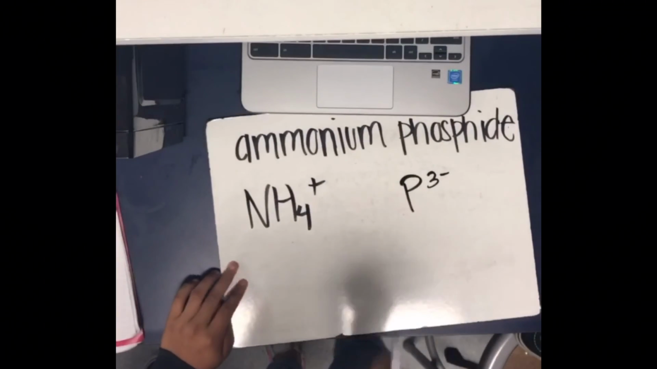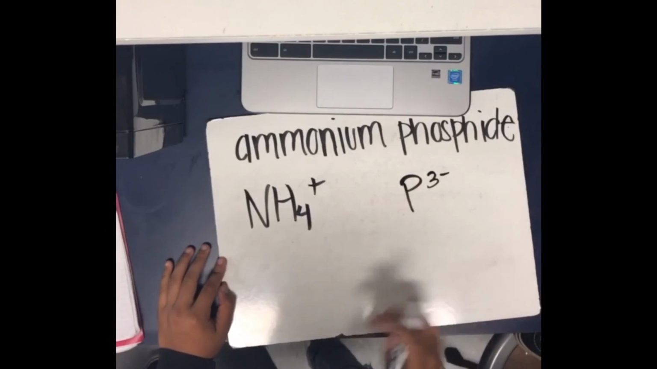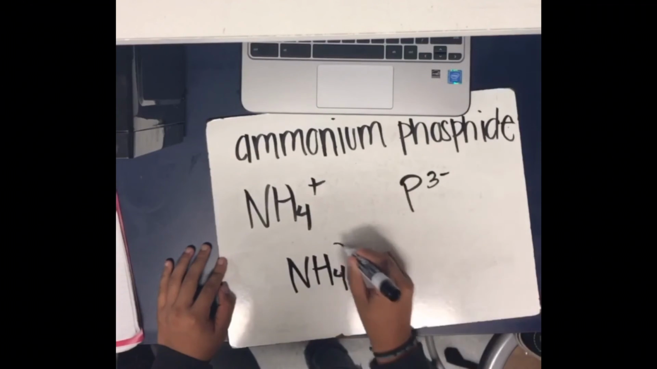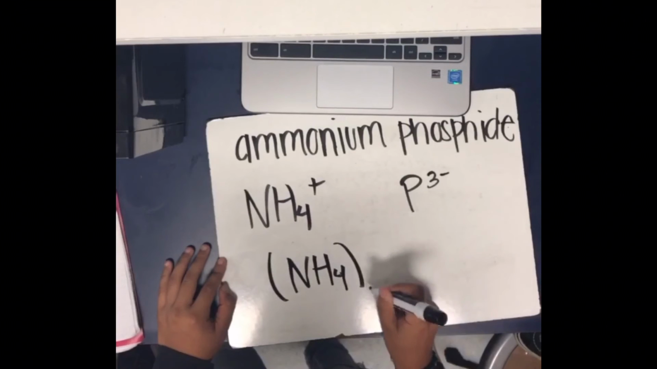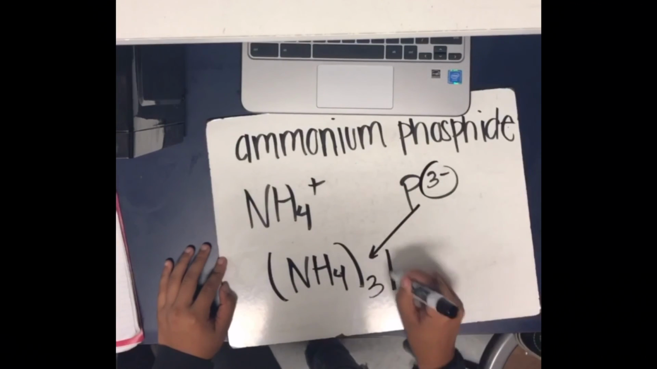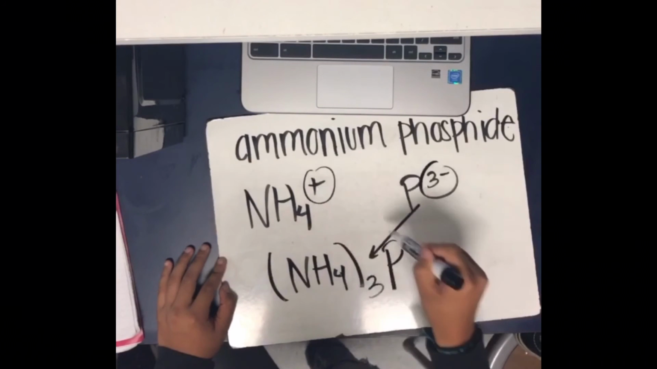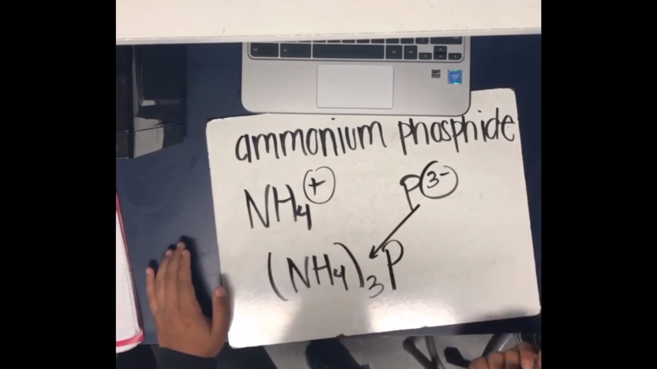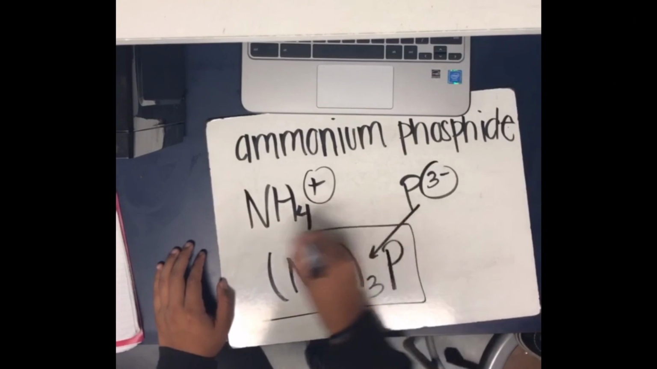Now we have to crisscross the charges, so it would be NH4, but you would have parentheses because the charge would go right here. So this comes over here, and then it would just be P because this charge would go on over here, but it's only a positive one, so yeah. And this would be the formula.